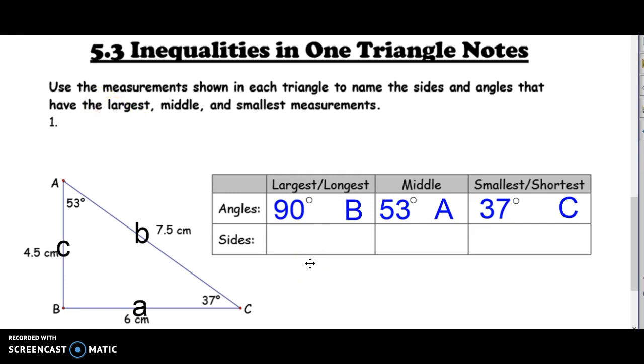So I hope you have the same order that I'm going to have. 7.5 is the longest side here, so side B would be the longest side. And then if I go in order, A is the next number at 6 centimeters, and 4.5 is representing C. Do you happen to notice that the angles and their sides are in the same order? That will always be true in any triangle.